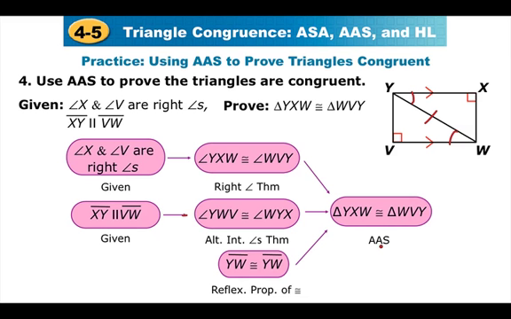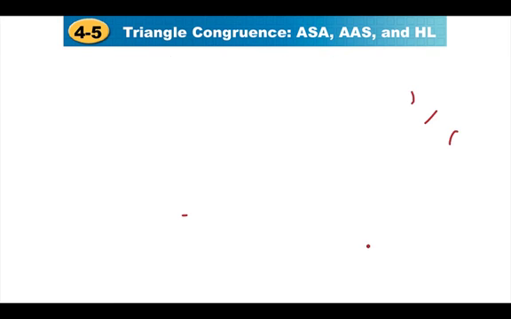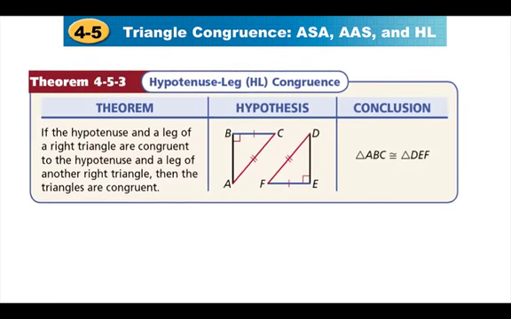Moving on to number 5. This is another shortcut, theorem 4.5.3. This is what we call HL, and it stands for hypotenuse leg. It reads as follows: if the hypotenuse and a leg of a right triangle are congruent to the hypotenuse and a leg of another right triangle, then the triangles are congruent.